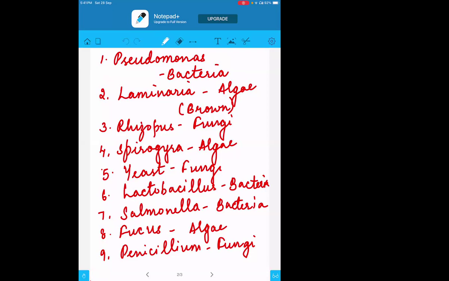So on a daily basis, children, at least read these words once, okay? Whenever you're waking up or whenever you have free time, just read these words. When you read them, it will easily be stored in your brain, in your mind.